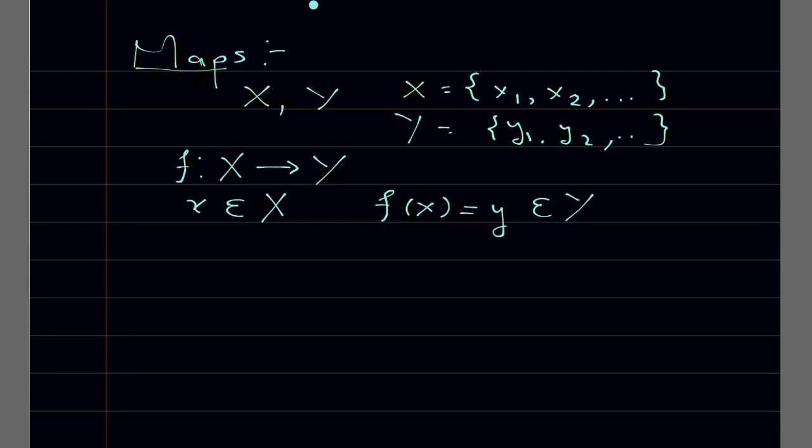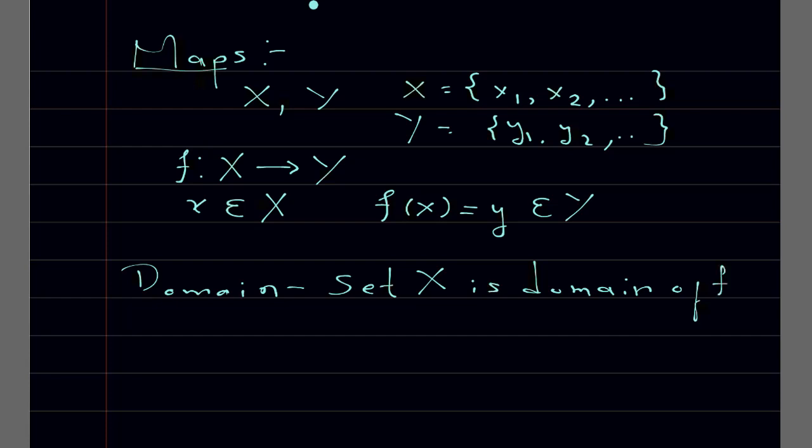Now some usual definitions. There is something called the domain. The set X here is the domain of the map. So set X is the domain of map F. Now, what is the image? The image is the set F of X.